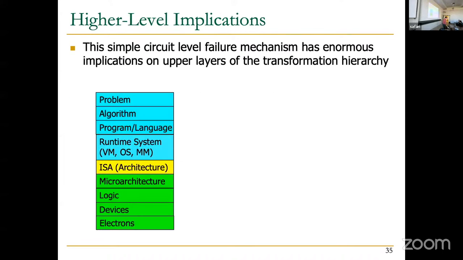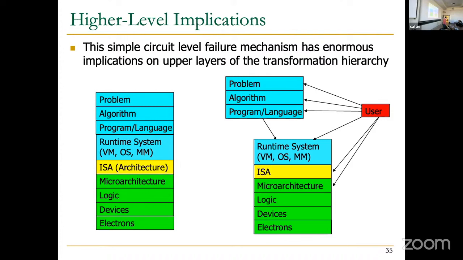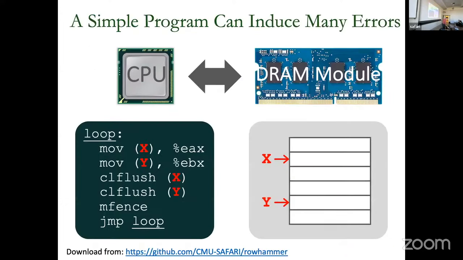So the higher level implications are actually pretty bad, because now these get exposed to the user directly, right? You have a bit flip in DRAM, and that DRAM is visible to the user, visible to the programmer, visible to the system, visible to anyone who can inspect memory in the end. And worse, someone can manipulate programs, or write programs, to induce these bit flips. That's what we're going to talk about next.